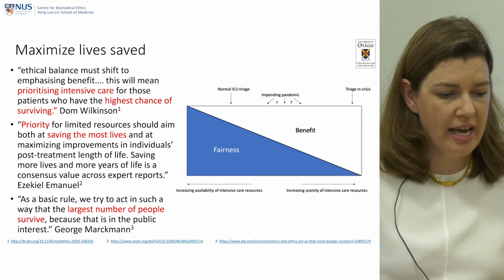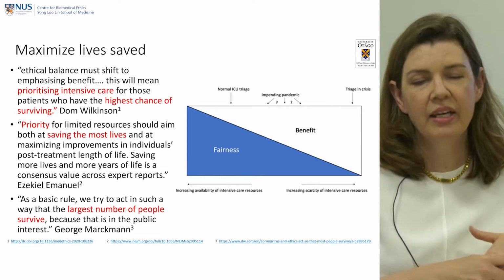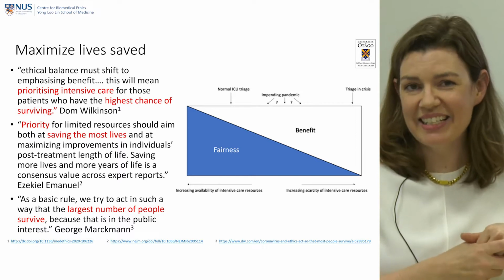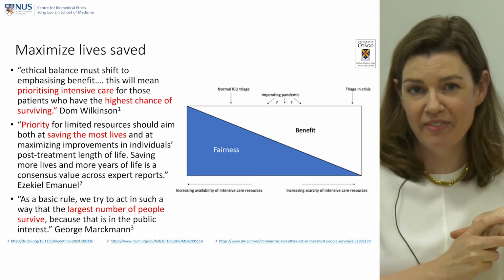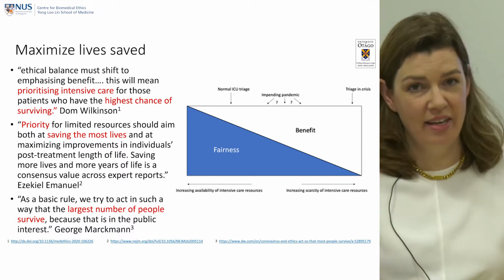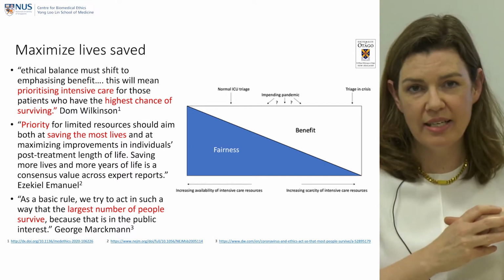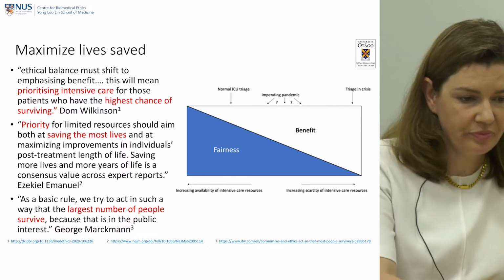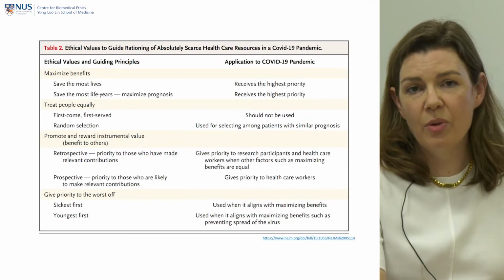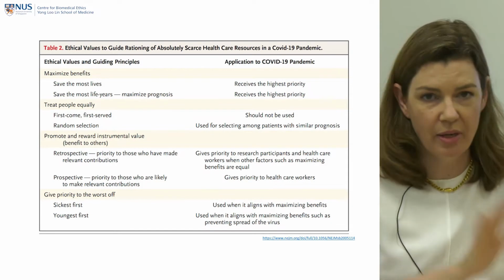As a basic rule, we try to act in such a way that the largest number of people survive, because that is in the public interest. Now, I'm going to argue today that actually the public interest has two components, and that public health ethics has two primary values. One is benefit and the other is justice. And I don't think in a pandemic or a crisis that's sufficient reason to set aside concerns of justice and equity.